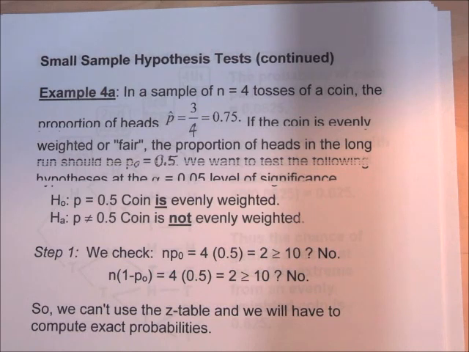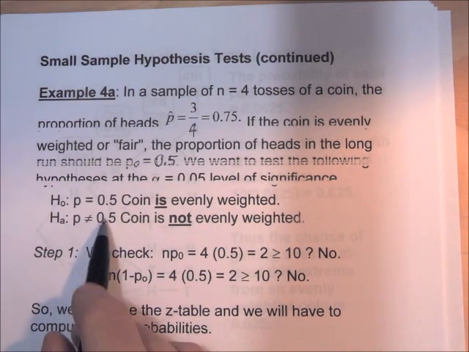Okay, so we test H0, P equals 0.5, the coin is evenly weighted, versus HA, P not equal to 0.5, the coin is not equally weighted. So this is what's called a two-sided alternative.